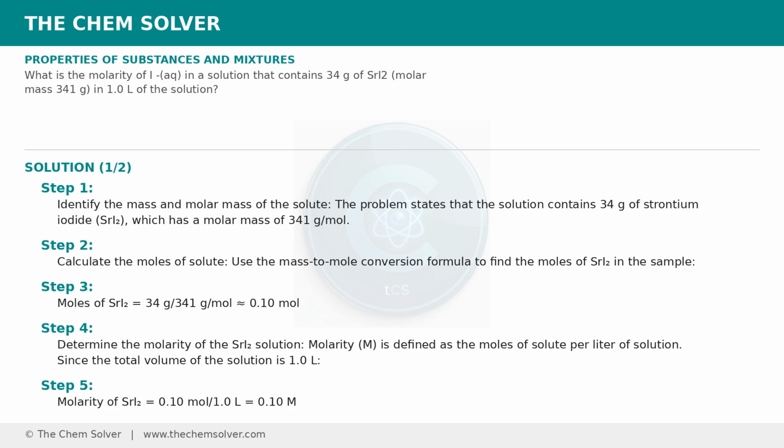Determine the molarity of the SrI2 solution. Molarity, M, is defined as the moles of solute per liter of solution. Since the total volume of the solution is 1.0 liters, molarity of SrI2 is equal to 0.10 moles over 1.0 liters equals 0.10 molar.